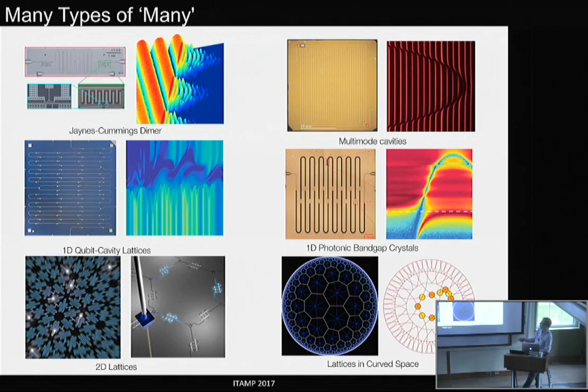We have a scan probe tool to look at 2D lattices and some lattices in curved space, and have been looking at both multimode cavities where you see collective phenomena between the modes, and now these 1D band gap materials where you see bound states and allow us to set up interesting chains of bound states. And so this gives you a whole gamut of the kinds of many-body physics, or many-cavity physics, that we've been able to look at in our group using circuit QED.